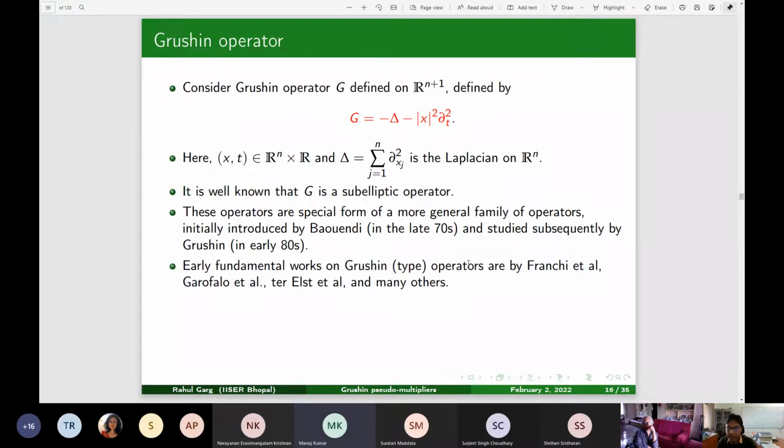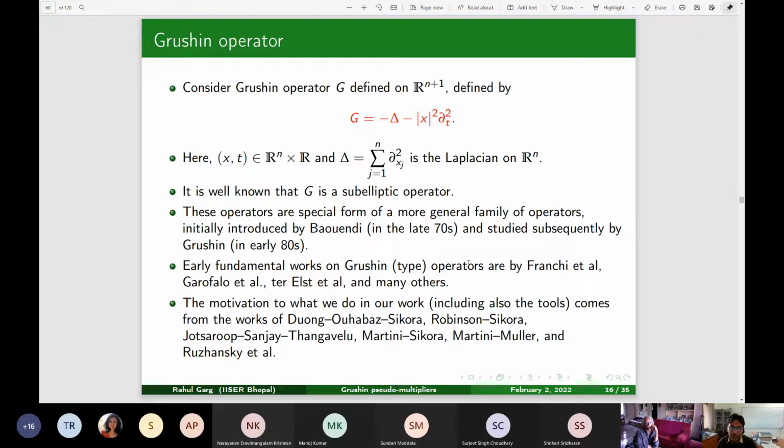Early fundamental works are by many people. I may not be able to give all names, but I can mention Franchi and his collaborators, Garofalo and his collaborators, Tur and his collaborators, and many other people. So I may be missing many names, and I'm sorry about that. The motivation for what we do in our work comes together with the tools. So not only the theory, but we also use a lot of tools from the works of Duong, Ouhabaz, Sikora from 2002, Robinson, Sikora 2008, Jotsaroop, Sanjay, Pigati and Thangavelu from 2011-12, Martini, Sikora and Martini, Muller around the same time, and the recent work of Rochanitsky, as I mentioned, what he did in the group setup.